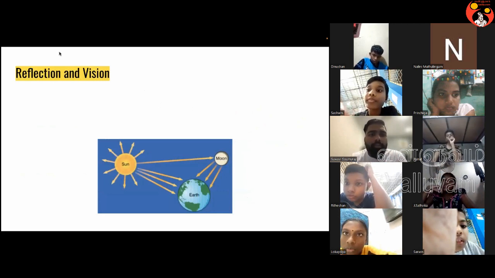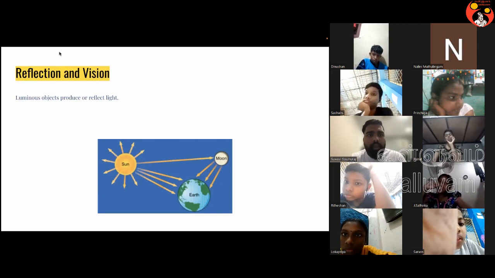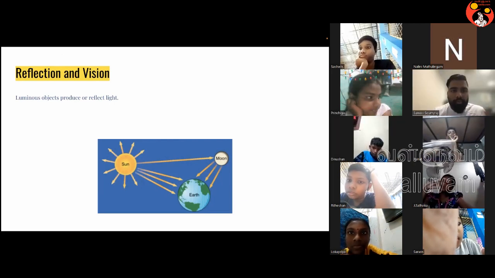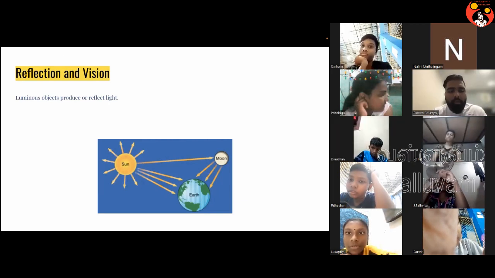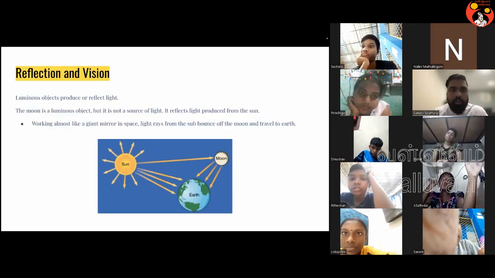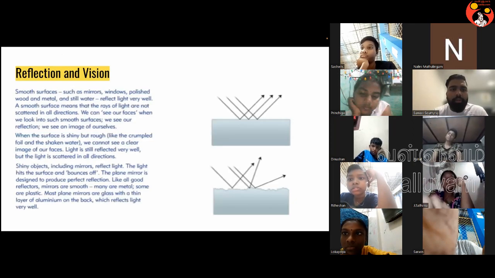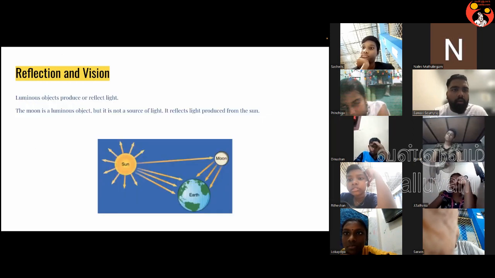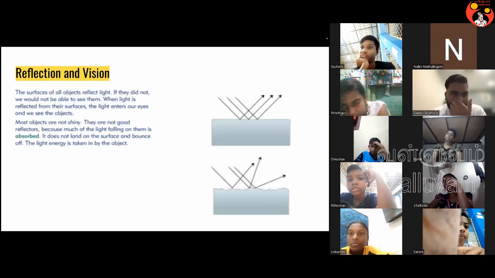Cool. Now, reflection and vision. Now, luminous objects produce light. Actually, we're running very short on time, so I'll skip this part. We'll go through it next week because there's a fair bit. So I'll make sure I put this in next week's lesson. Okay.